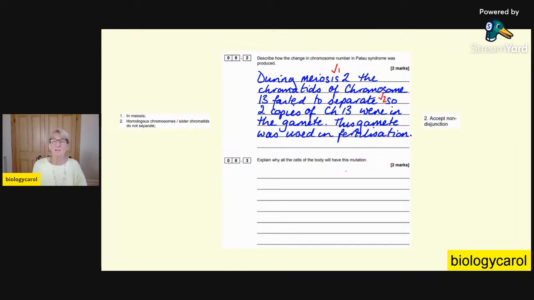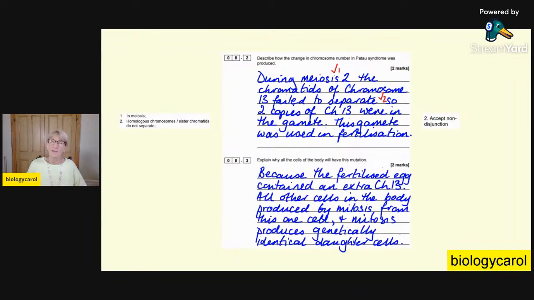Explain why all the cells in the body will have this mutation. So I'm immediately thinking, well, every cell in our body comes originally from the fertilized egg. And the only way the fertilized egg reproduces is by mitosis. And of course, mitosis produces genetically identical cells. And therefore, every cell in the body will have the same chromosome number.